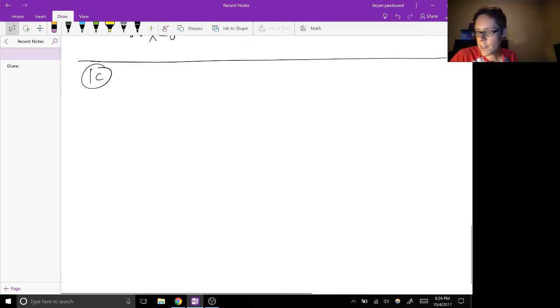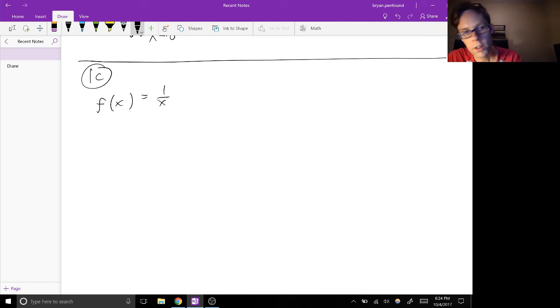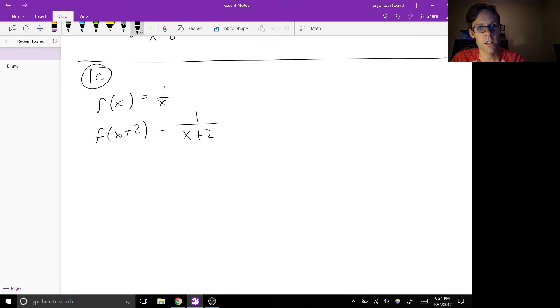I was asked to take a look at question 1c. So 1c is if we have the function 1 over x. We want to figure out what f at x plus 2 looks like, and then try to find the difference quotient. So we'll do the difference quotient after we get f at x plus 2. F at x plus 2 is going to be a fraction that looks like this. Everywhere I see x in my original function, I'm going to substitute in x plus 2.